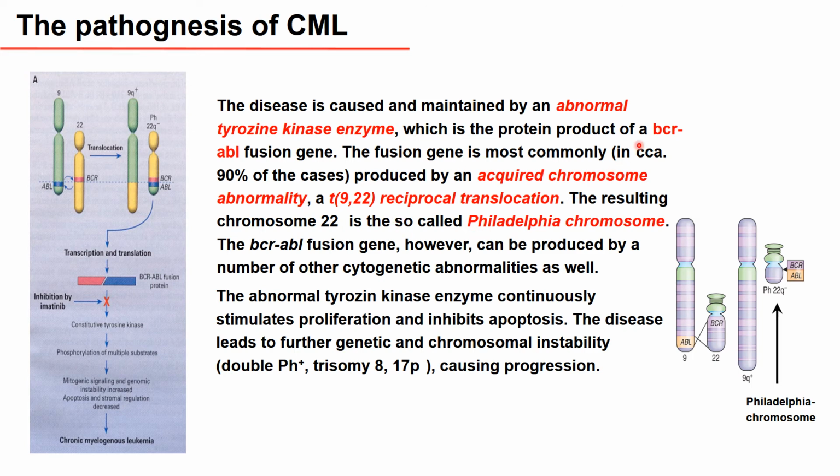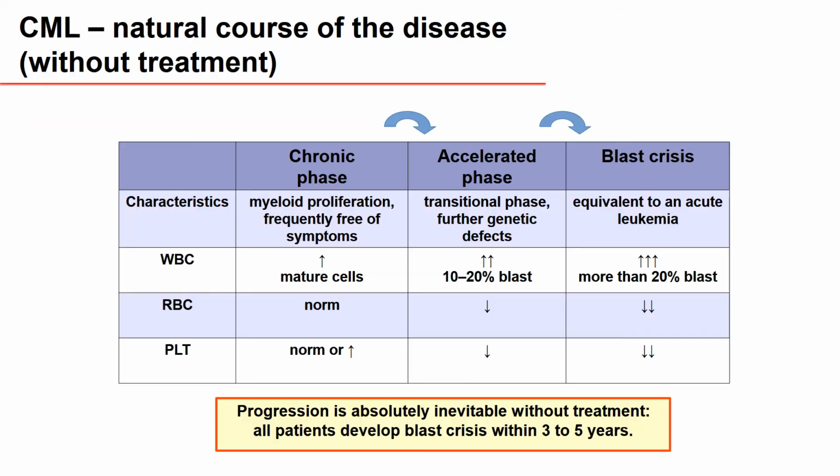Now, this is the BCR-ABL fusion gene. That's the chromosome that I mentioned, the Philadelphia chromosome. Now, in some cases, as I mentioned before, we can have this BCR-ABL translocation without any Philadelphia chromosome, but the disease will further increase the rate of other genetic or chromosomal instability, which later on affects the patient and leads to more acute leukemia developing.